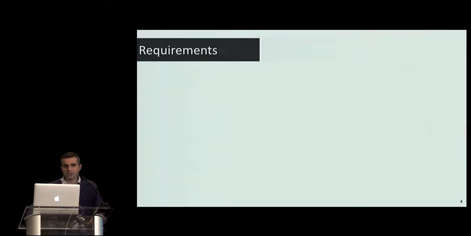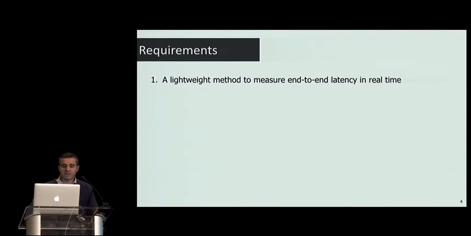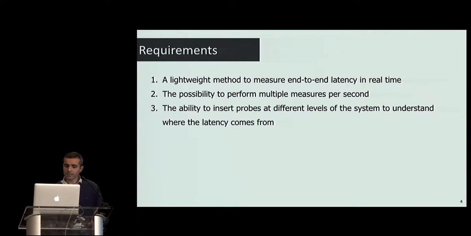So what we would like is a lightweight method to measure end-to-end latency in real time, the possibility to perform multiple measures per second to measure the variability of latency, also called latency jitter, and the ability to insert probes at different levels of the system to understand where the latency comes from. This is very difficult just using an external camera. And last, no hardware hacking, just use the tools you have on your desktop.